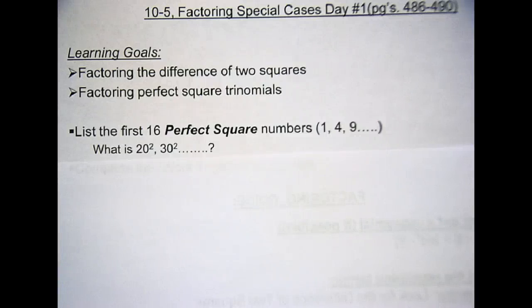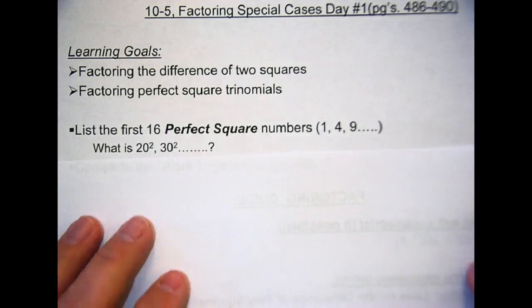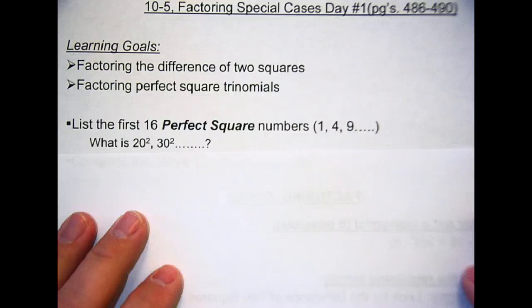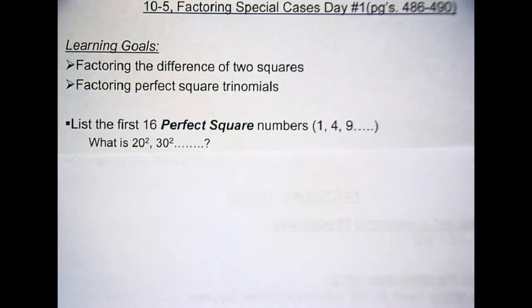All right, today we're doing 10-5 special cases. We're actually only going to spend one day on this, but it says day one. Right now, if you haven't already done so, you need to list the first 16 perfect square numbers on your note page. Okay, perfect squares.